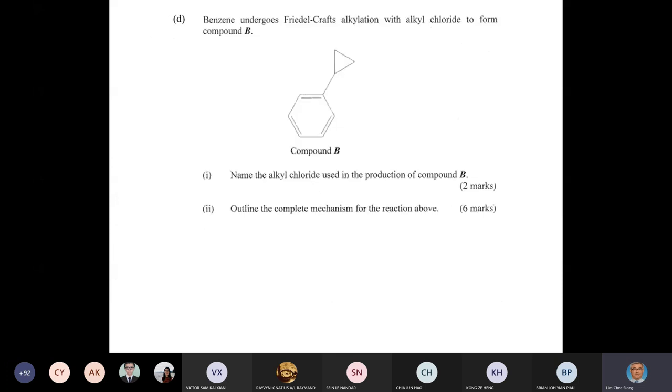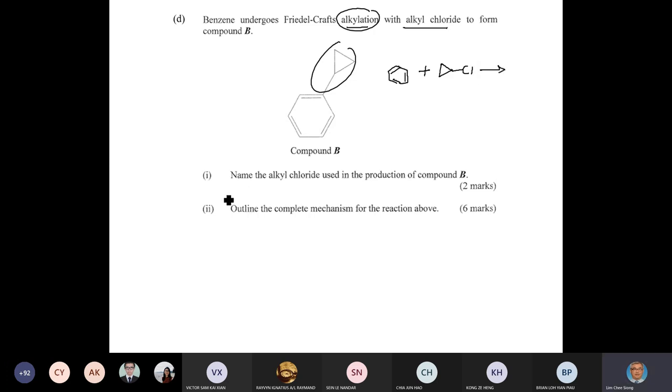D. Benzene undergoes Friedel-Crafts alkylation with an alkyl chloride to form B. So this is a compound that should involve a benzene ring, followed by its alkyl part. So draw the cyclopropane followed by the alkyl. What is alkyl? Yes, put Cl here. If you put Br it will be accepted, but don't put H. If you put H, it is wrong already.